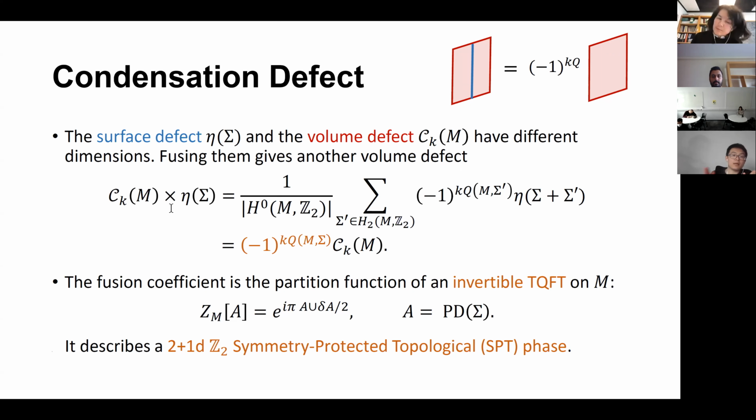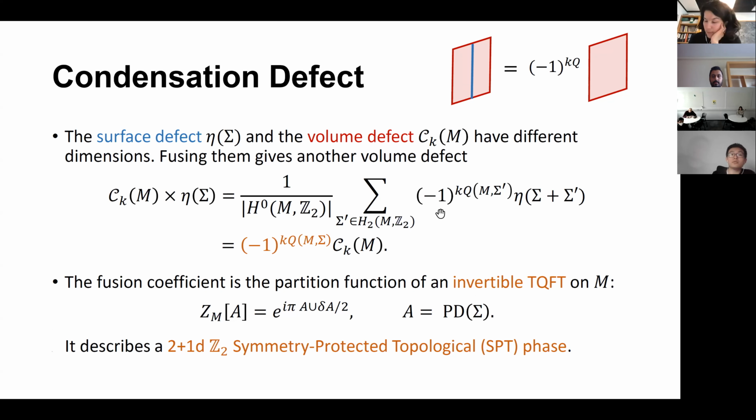So when we fuse eta with CK, this will just modify the sum. And the sum now will be a sum over eta sigma plus sigma prime. And in this sum, we can just pull out an overall factor, which is given by minus 1 to the power KQ. And the remaining sum is nothing but the condensation defect CK. So here we see something interesting.